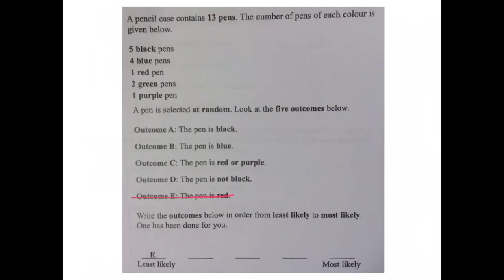Right, let's look at outcome A. So there are 13 pens, and the probability that the black one is picked is 5 out of 13. Outcome B, there are 13 pens. The probability that a blue pen is picked is 4 chances in 13. Outcome C, again, there are 13 pens. The probability that you pick a red or a purple, so we've got to add red and purple, so there's 2, because there's 1 red pen and 1 purple pen.